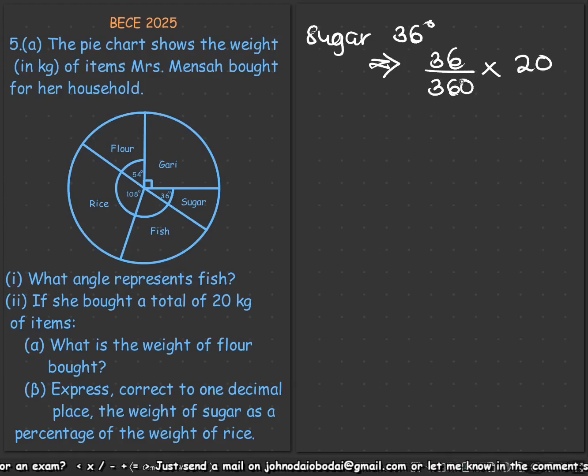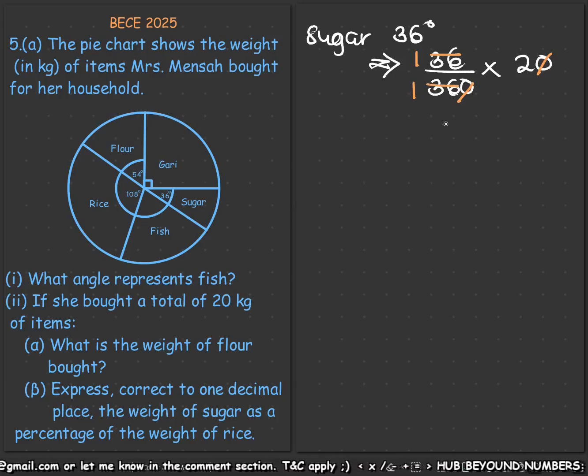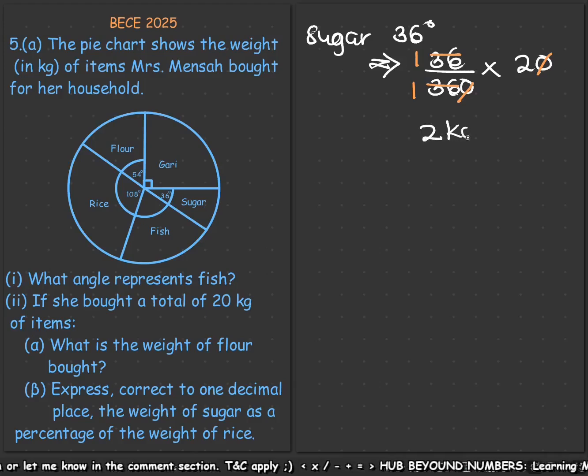If we evaluate this, that is 36. This 0 cancels out this 0, and 36 into itself once, into this one 1. So we just have 2. You see? So evaluating that gives us what? 2 kilogram. That will be the weight of sugar.